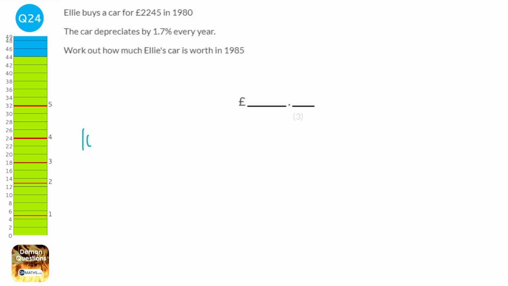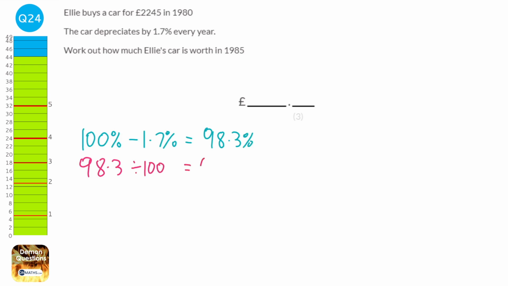So we're going to start off with 100%. And it says that the car depreciates. That means it goes down by 1.7% every year. So we do 100 take away 1.7, which is 98.3, and that's percent. And we want that as a decimal, or as a multiplier we call it. And so we just divide it by 100 to make it into a decimal, 0.983. And that's our multiplier.